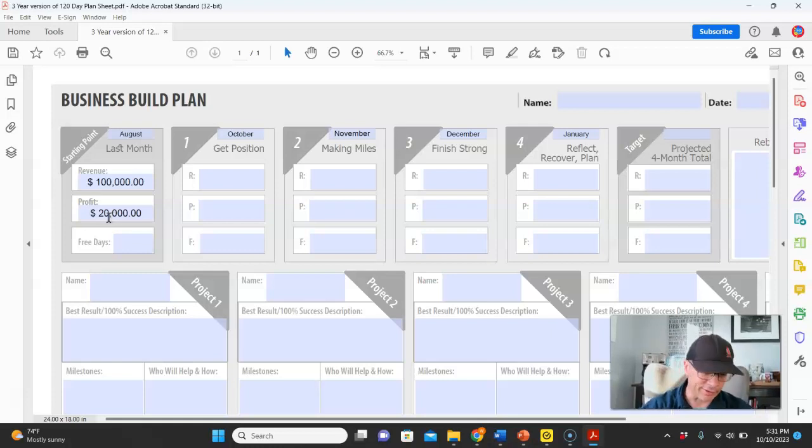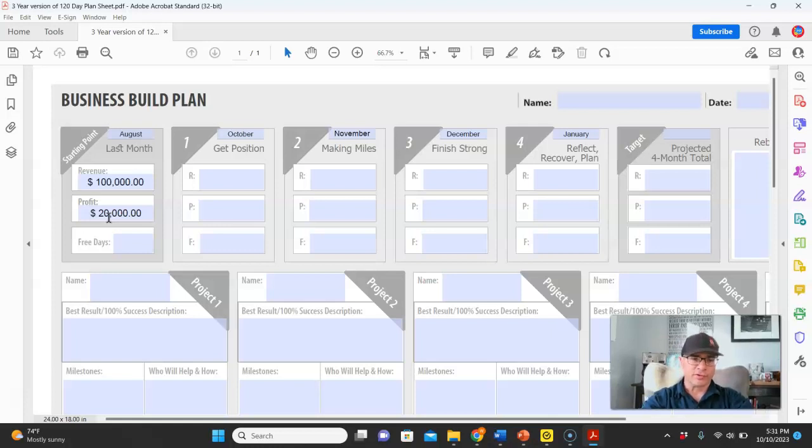But on your printed version, I would put top line revenue. So I'd look at your income statement, top line revenue, gross profit above the line, right? Net profit takes out overhead expenses, and net profit is what you can actually put in your pocket at the end of the day. And we're going to write that down. We're going to get that in there.